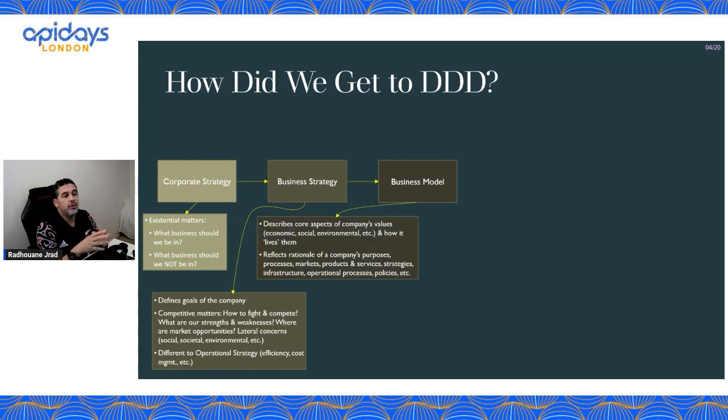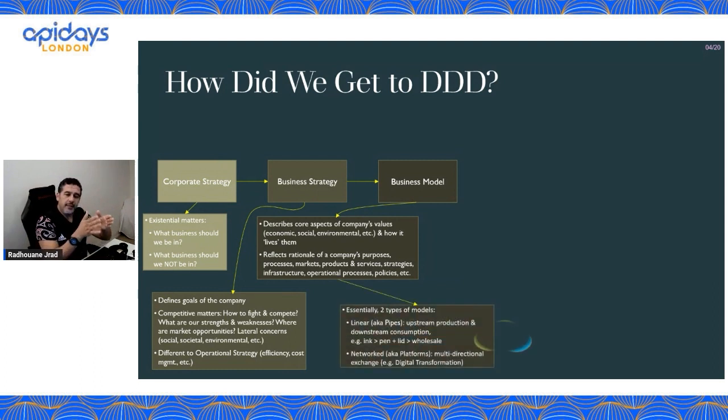You start describing the core aspects of the values, from an economic point of view, from a social, environmental point of view, etc. And also you reflect the purpose of the company. So you can model your business. We're going to get shoes from here, the soles from here, and we're going to sell in this market. So you have a business model that is clear and understandable, and everything reflects the boxes behind.